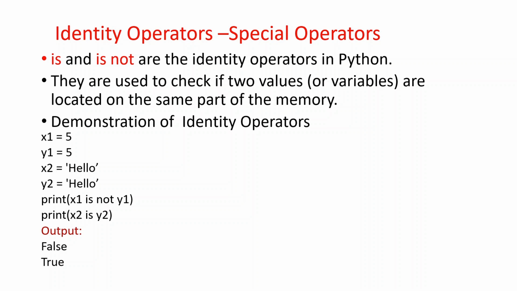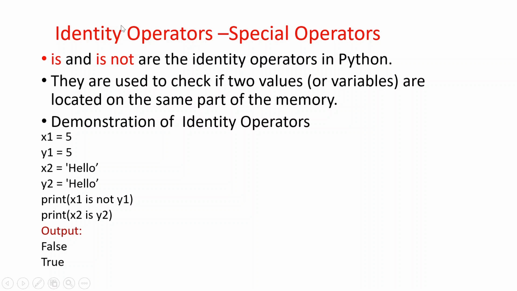This is a special operator which is available in Python. is and is not are the identity operators. These operators are used to check if two values or variables are located on the same part of the memory, or which is available in that data. So it will check the availability of that particular data in a set, in a list, in a tuple, etc.